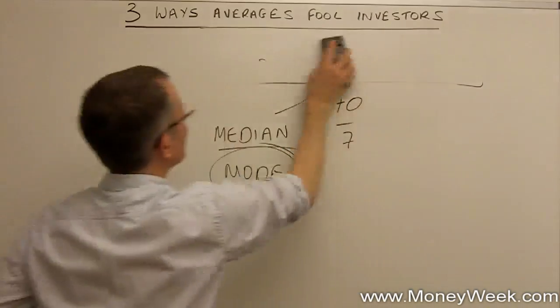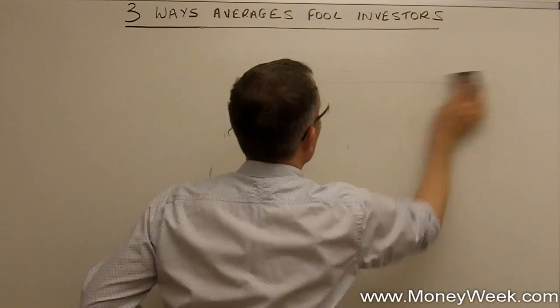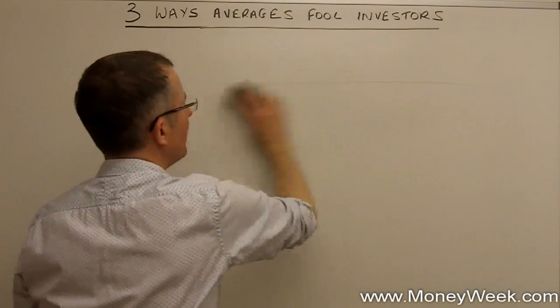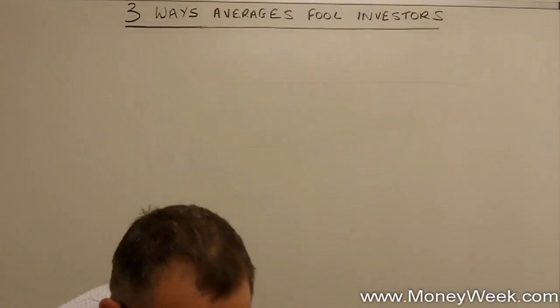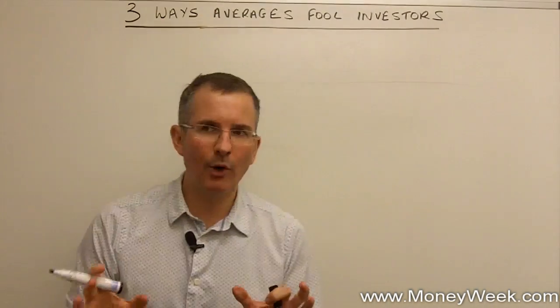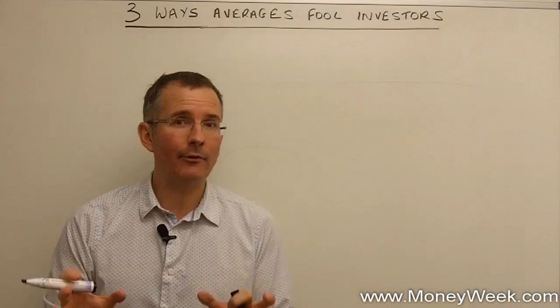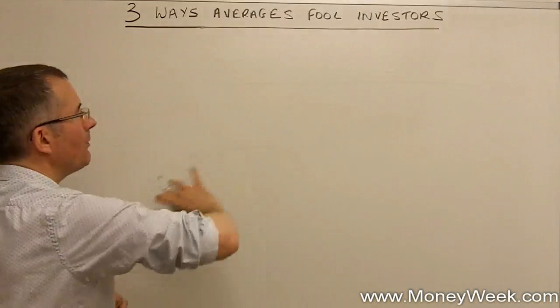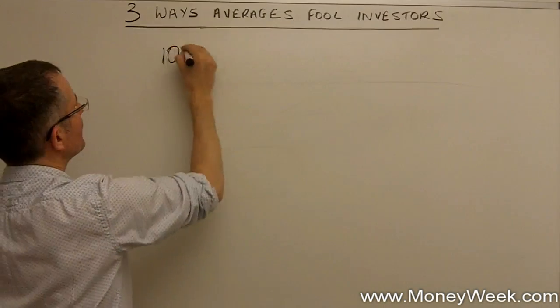Now, this one is a good one to watch out for if you're looking at the returns on a portfolio, for example, because people quite often will make a mistake as they're going too quickly. Give you an example. You've invested £1,000.